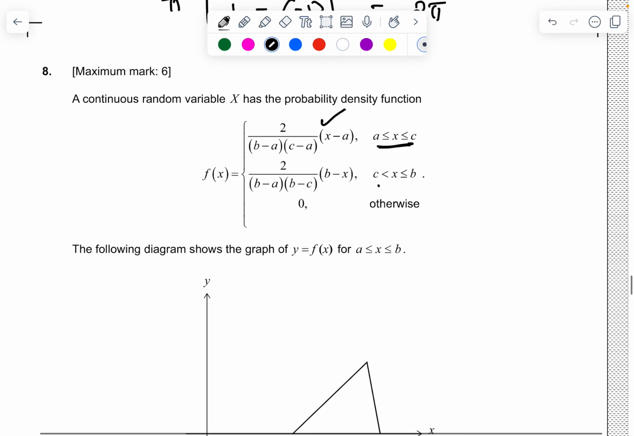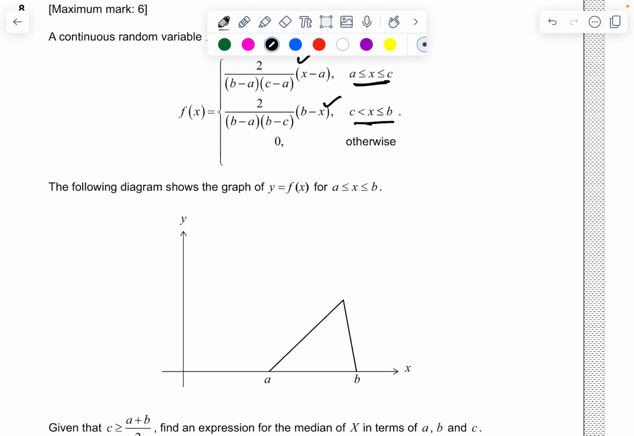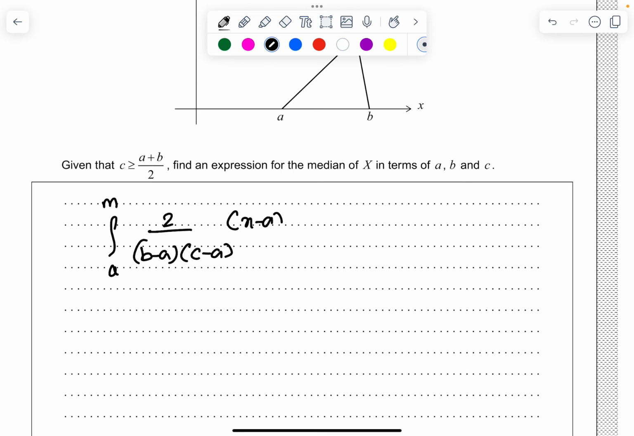So where does the median lie? Obviously the median lies in the first one. So the median is going to be in the first function. So it is starting from a to m, 2 by b minus a times c minus a, x minus a dx. That's going to be the median. That area should be equal to 1 upon 2 because median means 50%. 50% means area is 1 upon 2.